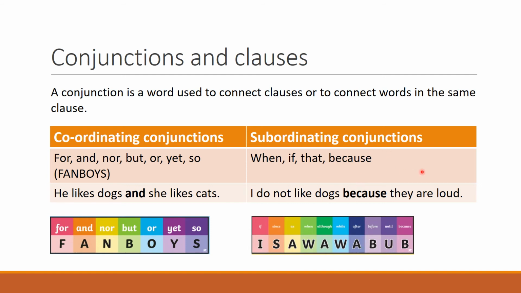And then we also have subordinating conjunctions, which include when, if, that, because, and some more, which you'll see again in the child-friendly acronym at the bottom. In a sentence, for example, you might have I do not like dogs because they are loud, and because is your subordinating conjunction there. These are really handy as visual prompts, visual reminders to use with the children.